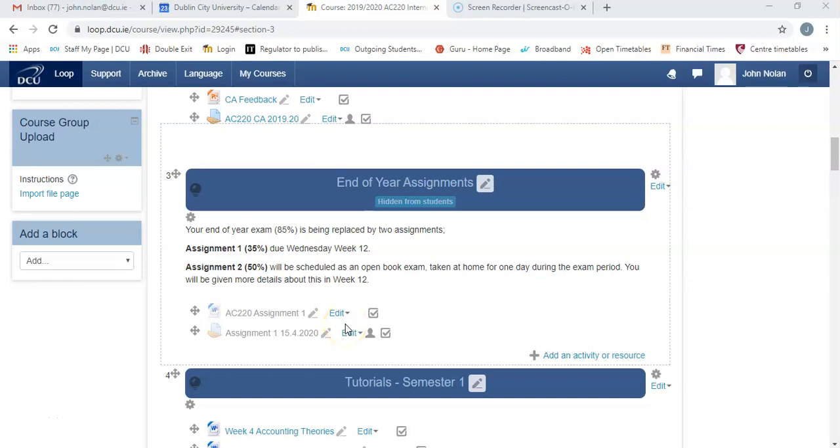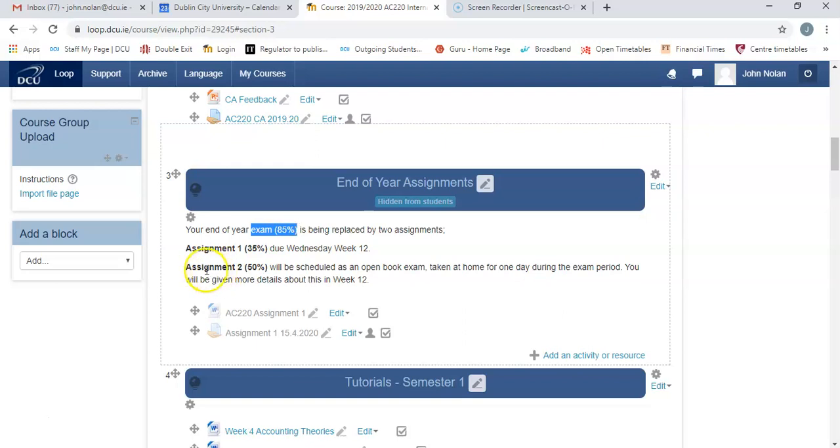In this recording, we're just doing a short explanation in terms of the alternative assessments that are going to be assigned for AC220, and particularly in terms of assignment 1, what's expected. So as I mentioned in the email that you'll have just received, the end of year exam, which was traditionally 5 questions worth 85%, that's now been taken off, and you're going to have 2 assignments instead, which are take at home, that are going to replace it.